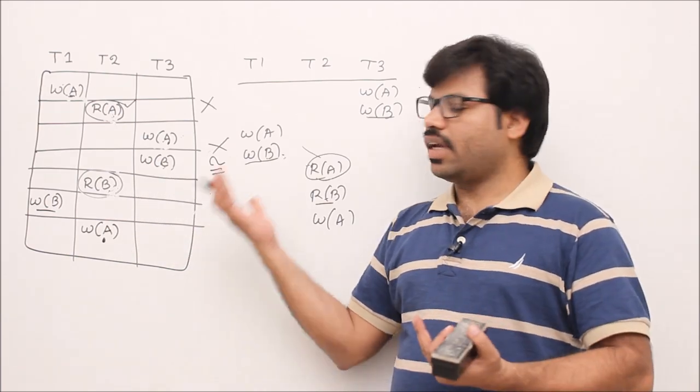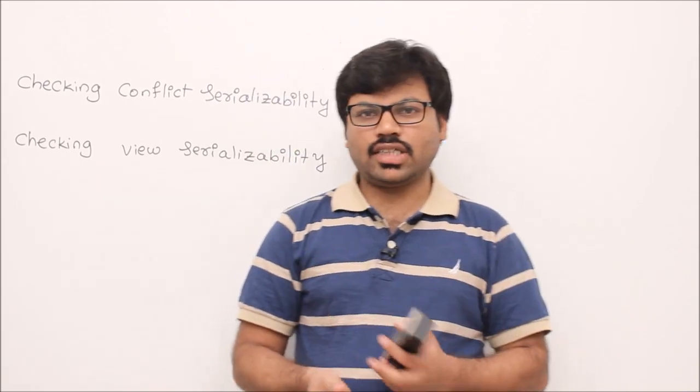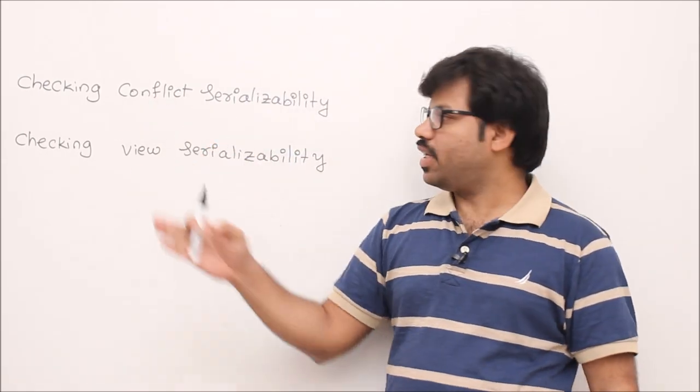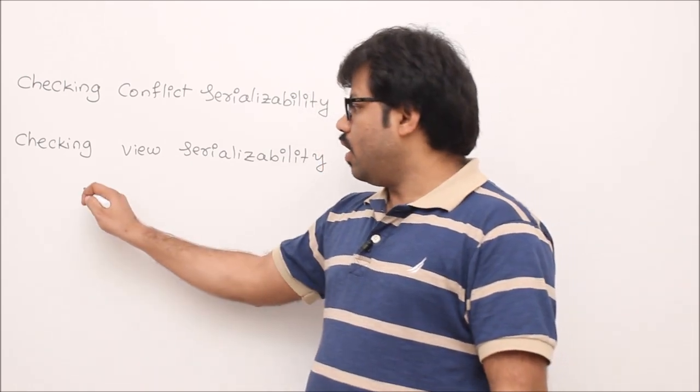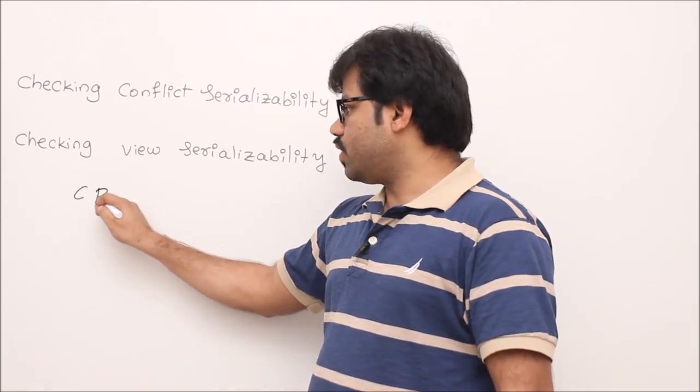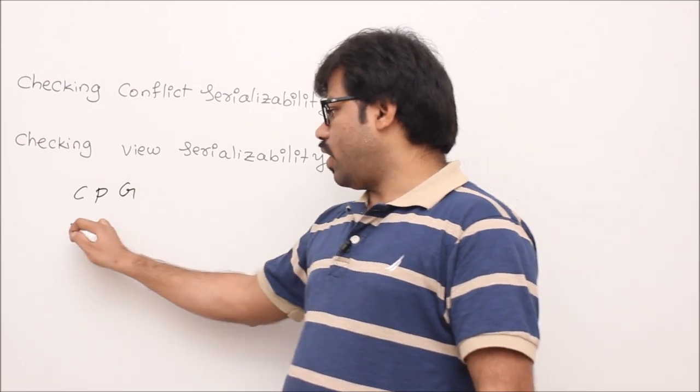That's it. And we can answer it. Now we'll see the computational expensiveness of checking conflict serializability and view serializability. So assume we have a precedence graph. Whenever you have a conflict precedence graph, CPG, it will look like this, right?